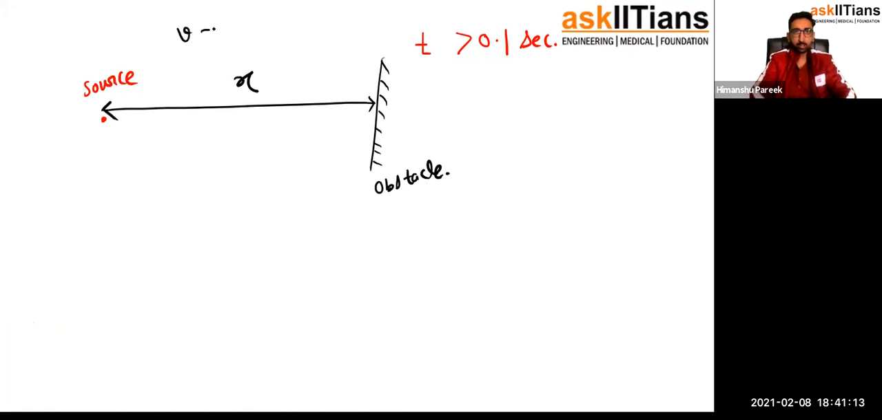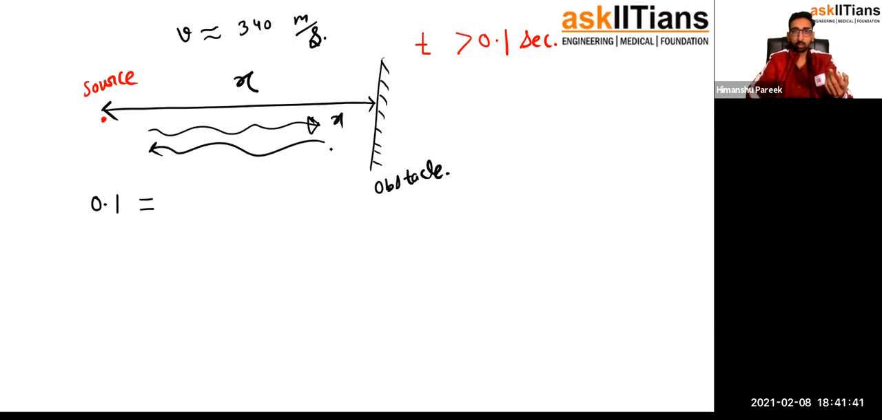Speed of sound wave you can take 340 meters per second approximately in the medium air. So ultimately, what is the total time taken we want? 0.1 second minimum. That should be equal to distance over speed, because speed is distance upon time, so time is equal to distance over speed. Now how much distance will it cover? x while going and x while coming back. So total distance which it should cover is 2x divided by v, the speed of sound wave.